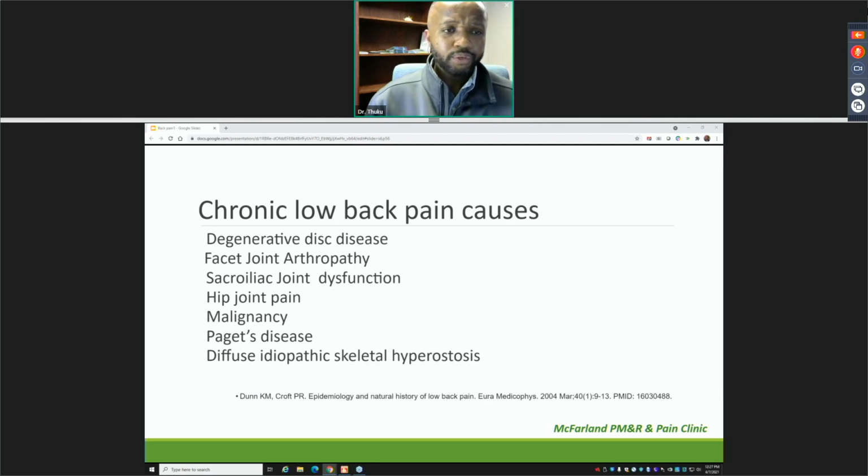Now, what causes chronic lower back pain? The most common that I could find was degenerative changes, and that is with disc disease as well as with some of the joints in the back, and that is your facet joints. We'll see a picture of this later. Also your SI joint bilaterally, and definitely the hip joints.